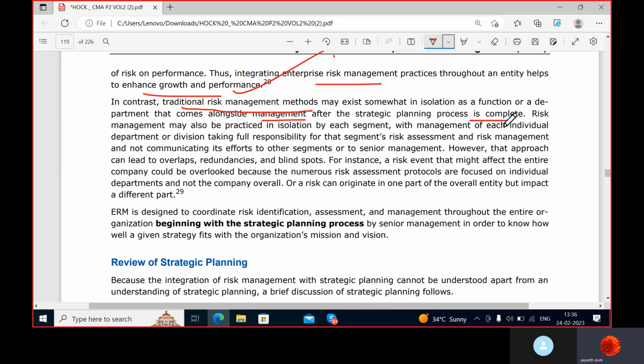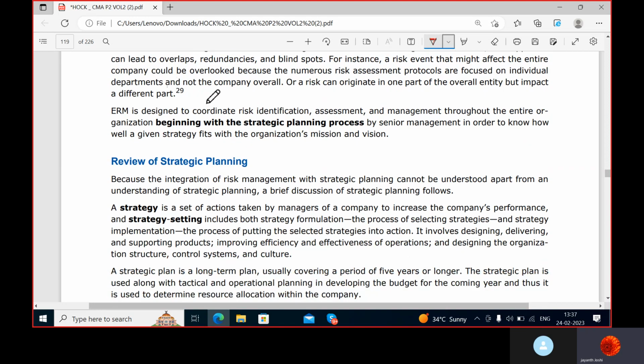Correct? Right. So ERM is designed to coordinate risk identification, assessment, and management throughout the entire organization, beginning with the strategic planning process by the senior management, in order to know how well a given strategy fits with the organization's mission and vision.